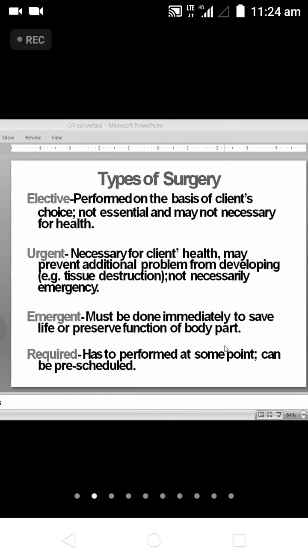Or else, if you are not performing the immediate surgery, it can lead to permanent disability or death. So to avoid disabilities as well as death, you are doing the emergency surgeries. Okay. Can you give any examples for emergency surgeries?